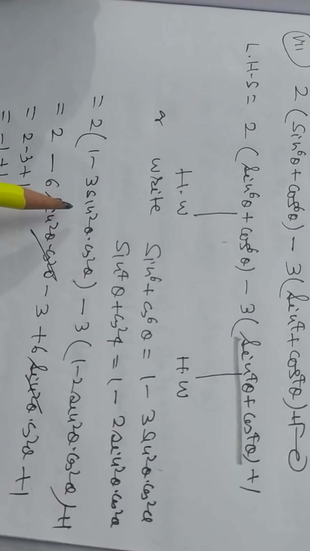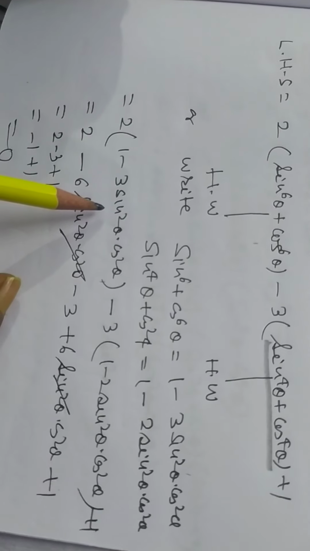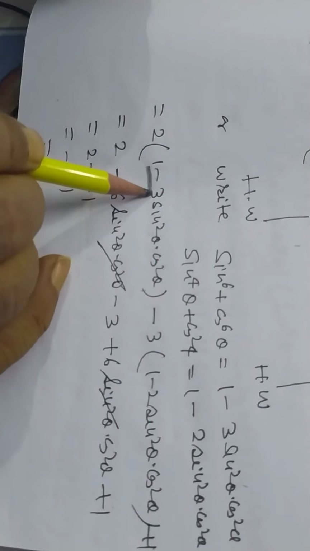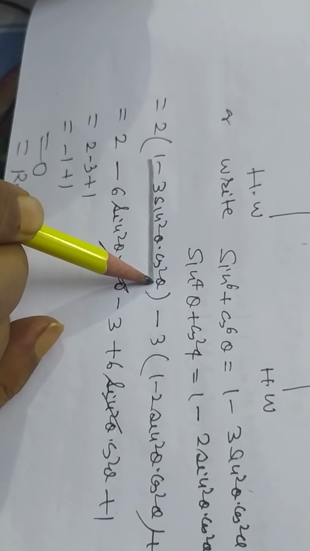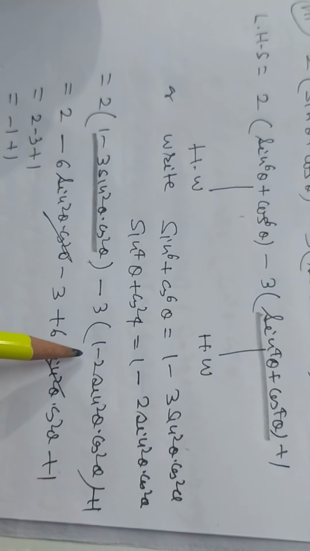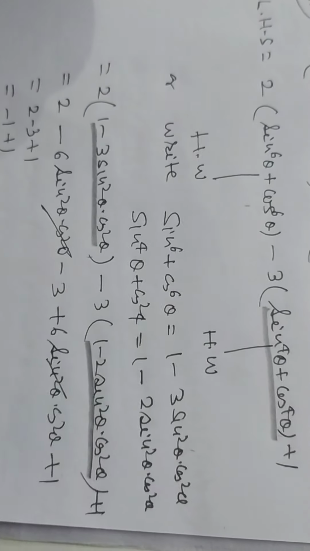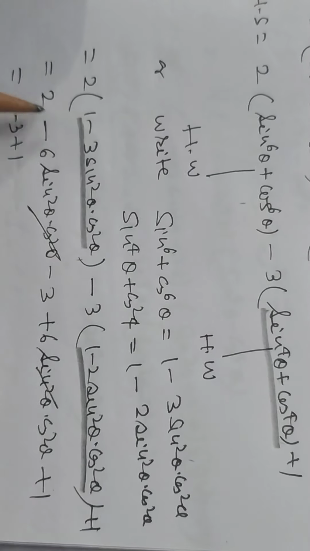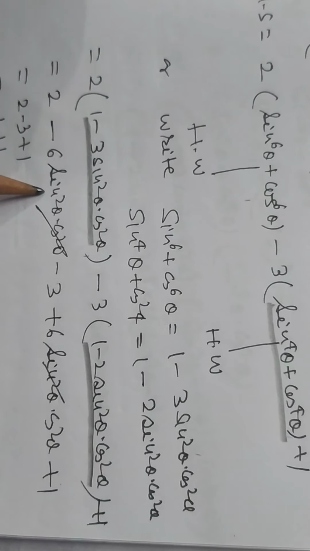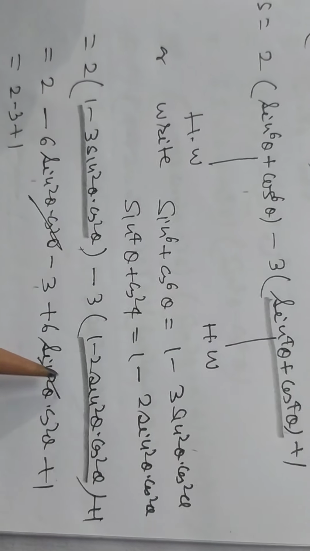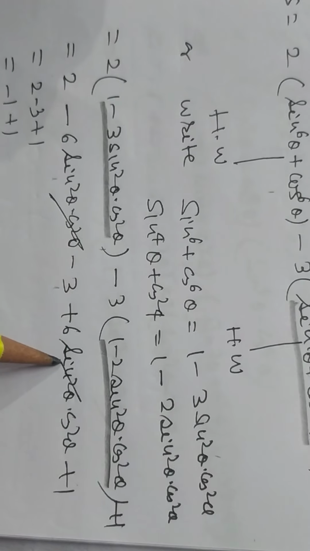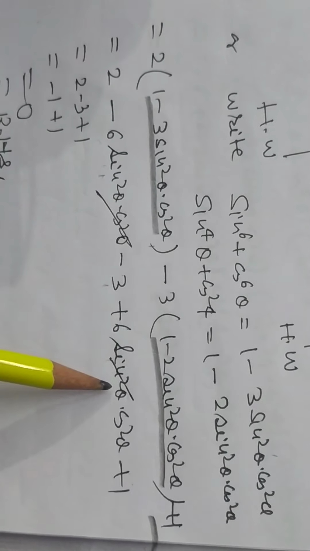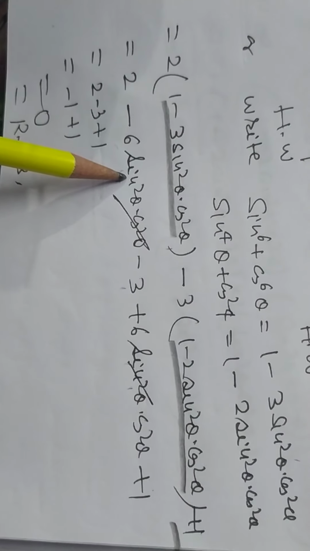And here after solving, you get the value of sine to the power 6 theta plus cos to the power 6 theta is equal to 1 minus 3 sine square theta into cos square theta, and sine to the power 4 theta plus cos to the power 4 theta is equal to 1 minus 2 sine square theta into cos square theta. And after solving it, we have 2 minus 6 sine square theta into cos square theta, minus 3 plus 6 sine square theta into cos square theta, and that is plus 1. And these two terms are equal with opposite sign, so you may cancel them.